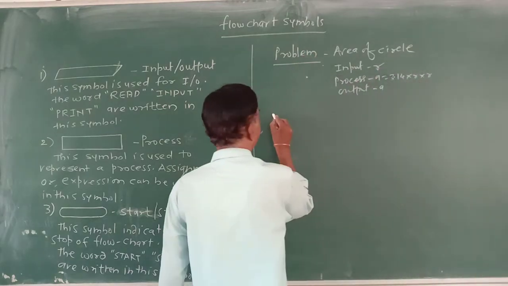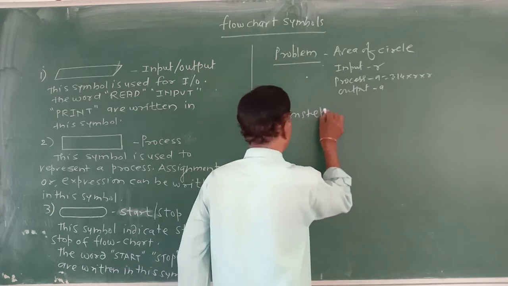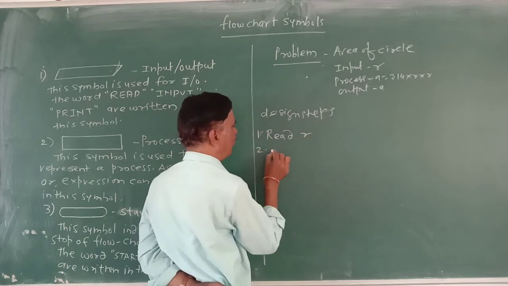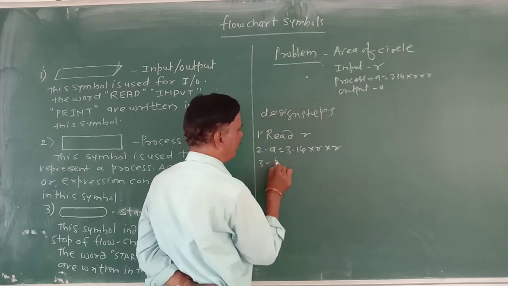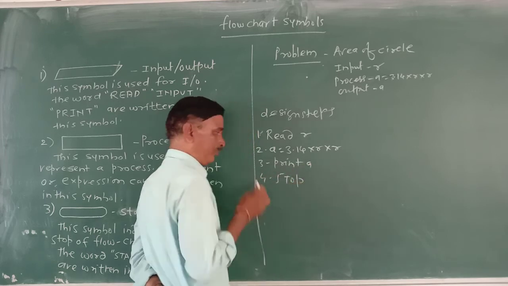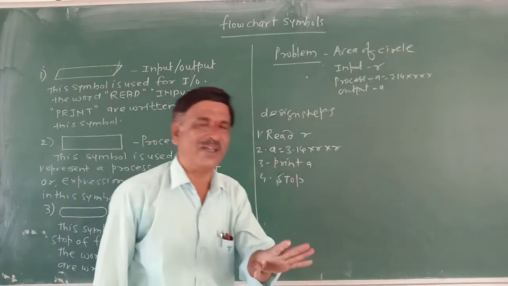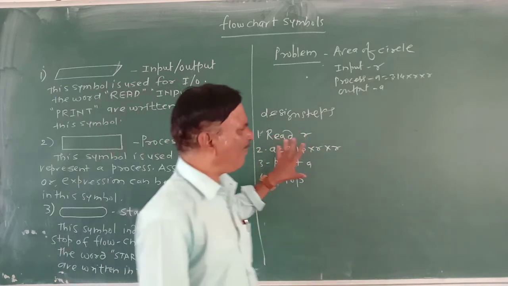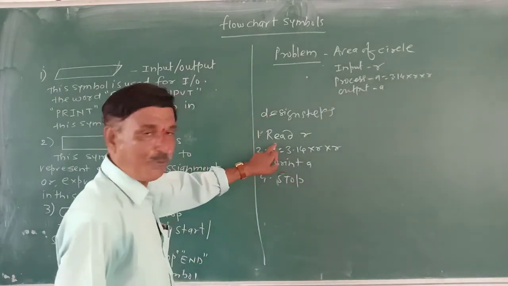Now the design steps. Number 1, read R. Number 2, area is equal to 3.14 into R into R. Number 3, print A. Number 4, stop. These are the design steps in simplest form, in English. Instead of that, we are going to write the design steps in symbolic form.